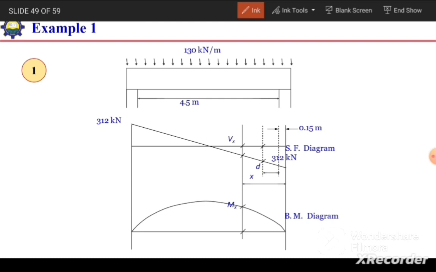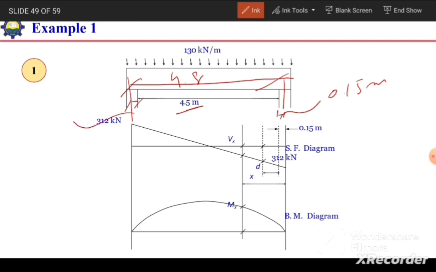So the very first step is to draw the shear force and bending moment diagrams for the given beam. We are given the effective span as well as the clear span. So the clear span is 4.5 meter and the effective span means span from the center of support up to the center of support. From here up to here it is given as 4.8 meter. So this much distance, half of the support, will be 0.15 meter, and similarly on this side 0.15 meter.